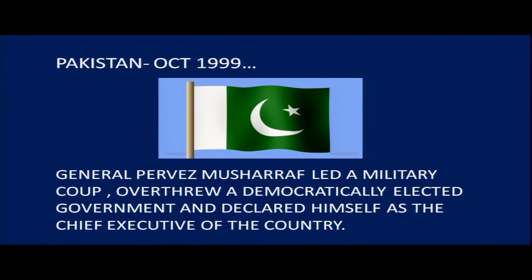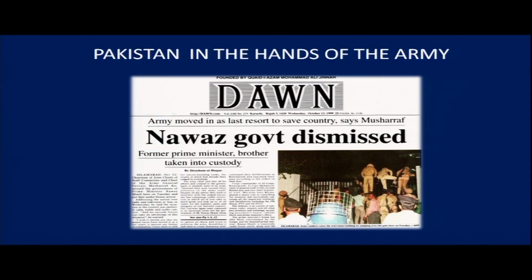Pakistan. In October 1999, General Pervez Musharraf led a military coup and a democratically elected government lost its power. He declared himself as the chief executive of the country. Nowhere in a democracy can a person come to power by seizing it and declaring himself as the chief executive of the country. Pakistan thus went into the hands of the army. There was military rule in Pakistan.